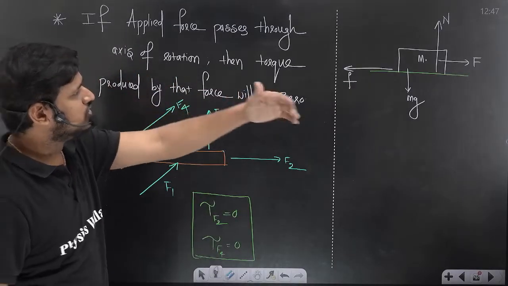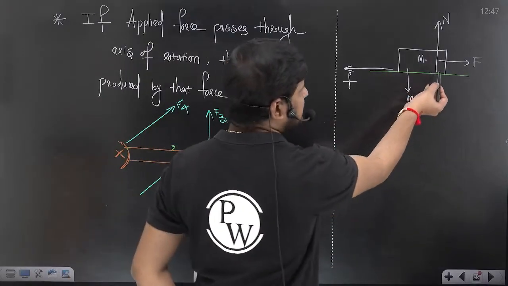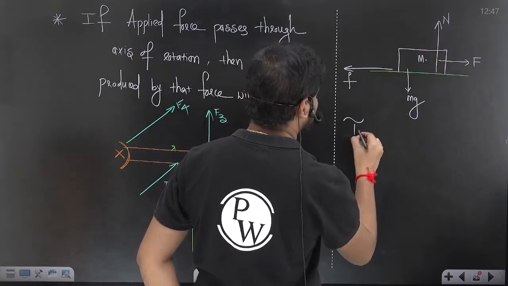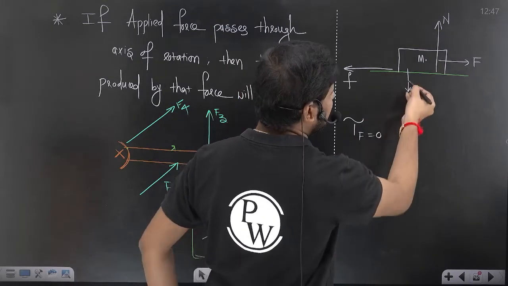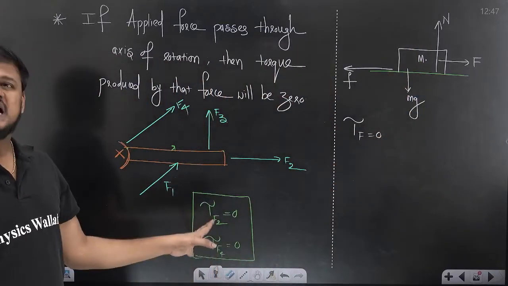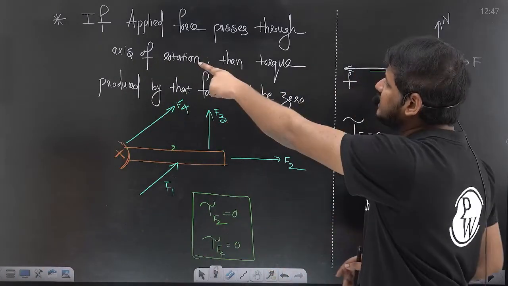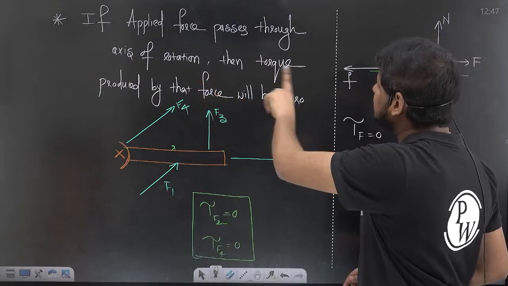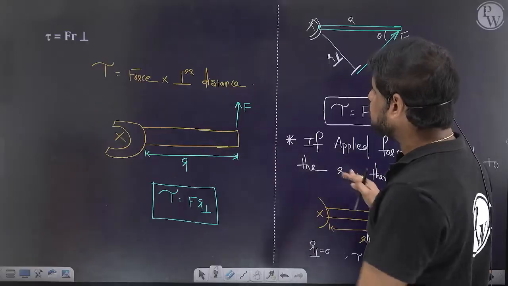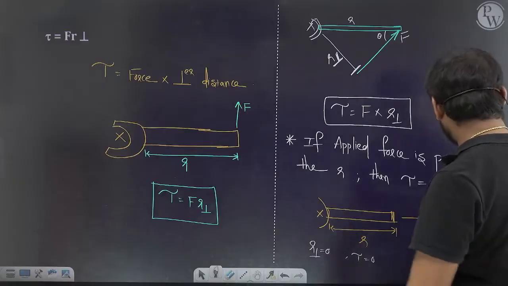The torque due to the friction force will not be 0, since it is not passing through the axis. The torque due to the normal is not 0, but the torque due to force F will be 0, and mg acts from the center, right? So the torque due to mg will be 0. Understood, guys? Clear? So two things that you have to remember. One is, if the applied force passes through the axis of rotation, then the torque by that force will be 0. And if the force is parallel to the distance, then the torque due to that applied force will be 0.